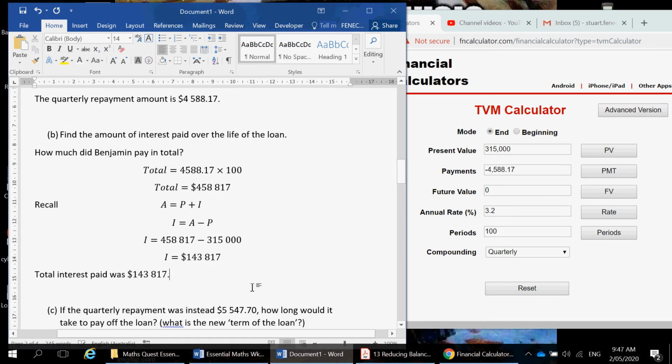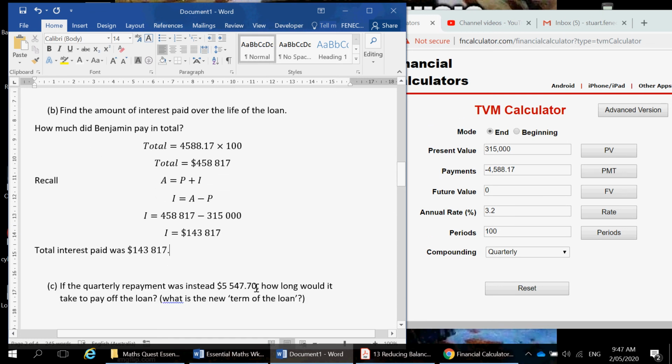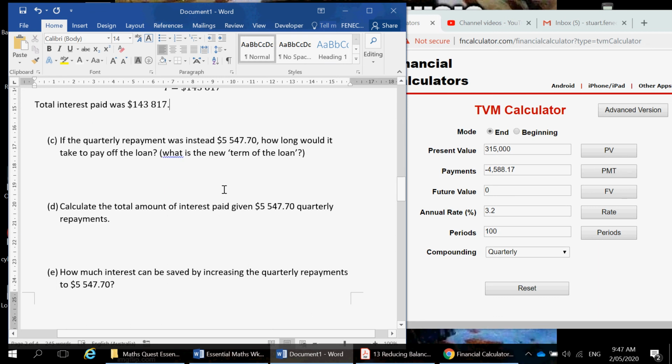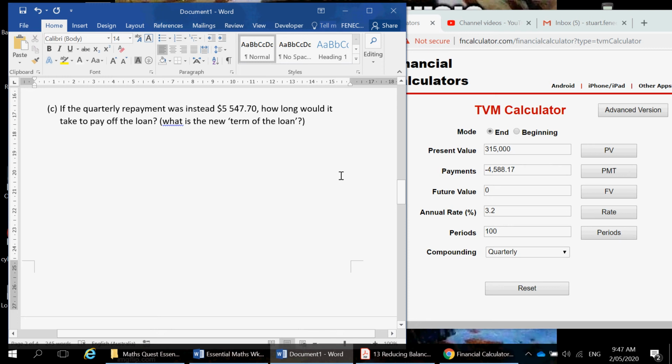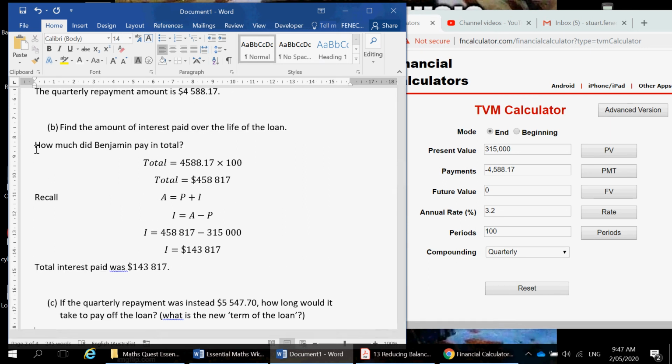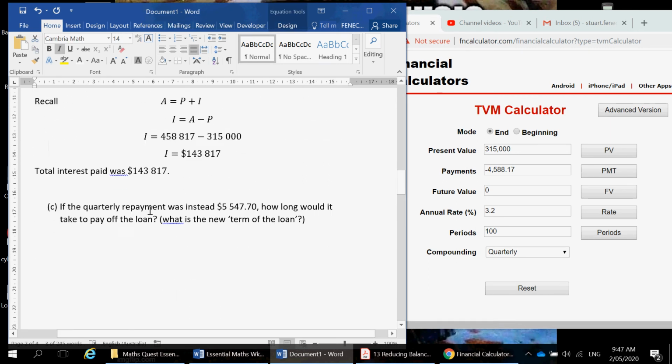Right, so let's go on to part C of this question. Part C poses a hypothetical. What if the quarterly repayment was changed to $5,547.70? How long now would it take to pay off the loan? So let's consider our original circumstances here.